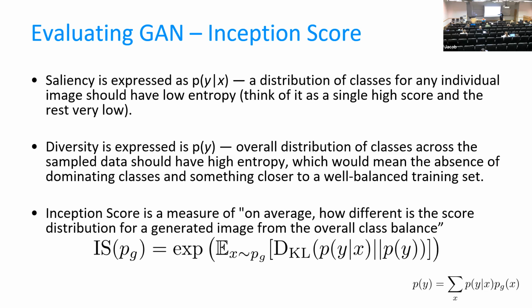We are going to try to maximize the KL divergence between probability of Y given X and probability of Y. So, one more time, P of Y is the raw probability of the class across all generated images, and P of Y given X is the probability of the class for one particular generated image.